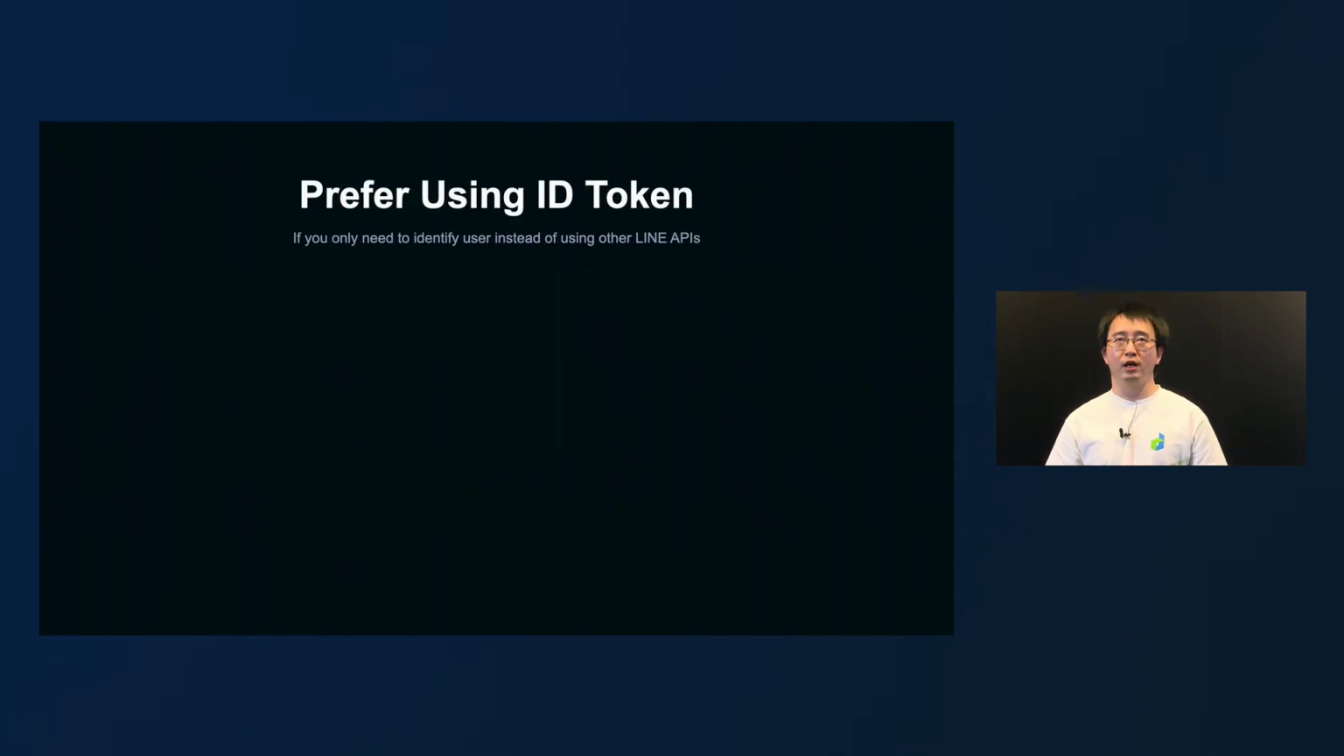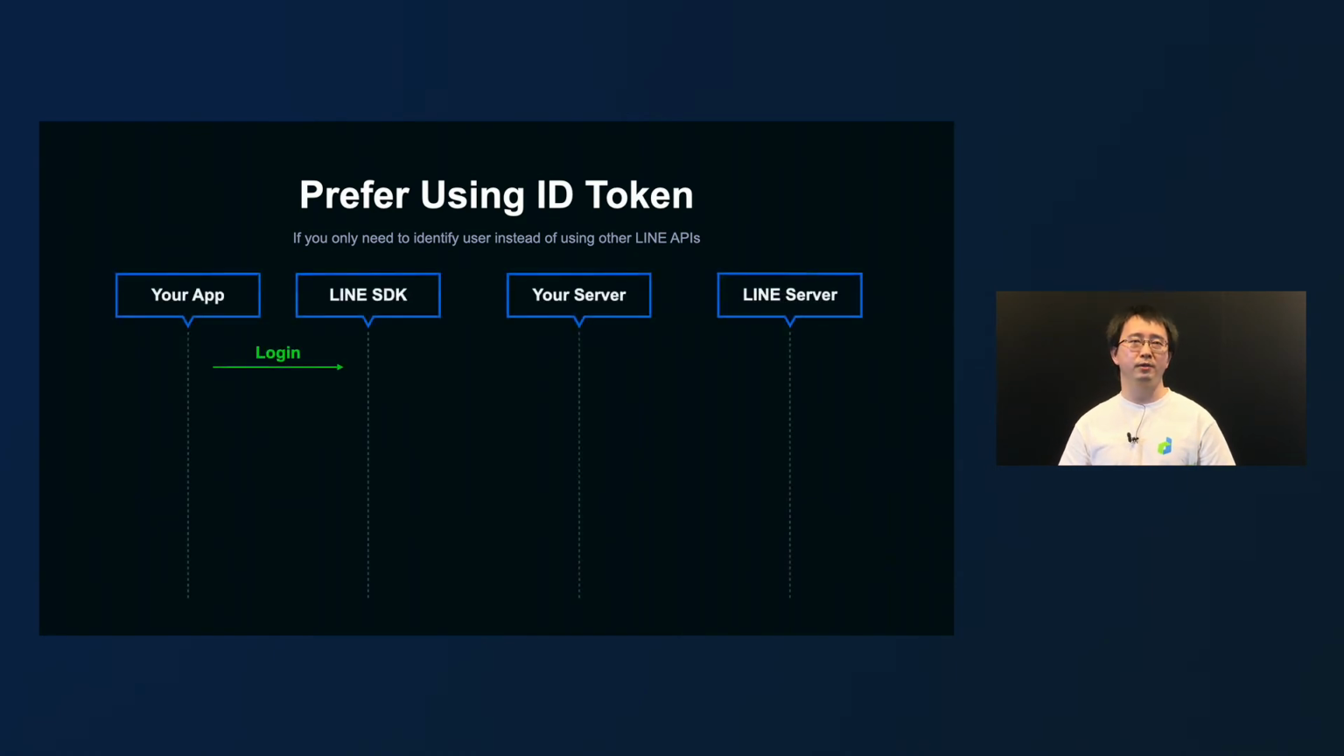Second, prefer using ID token. If you only need to identify the user instead of using other Line APIs, you do not ever need an access token. In this case, you can use the ID token to verify the user. The same applies when you want to log in. Now you can add an option to say, I want ID token, to Line SDK. Then Line SDK will return your ID token, and you pass the ID token to your server.